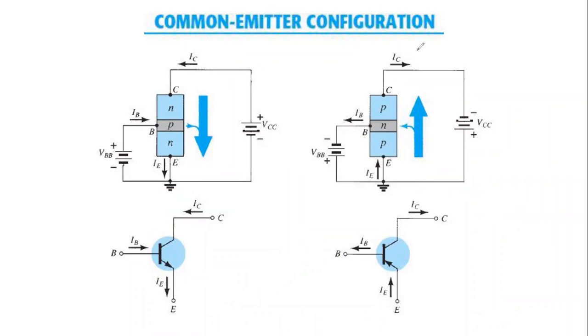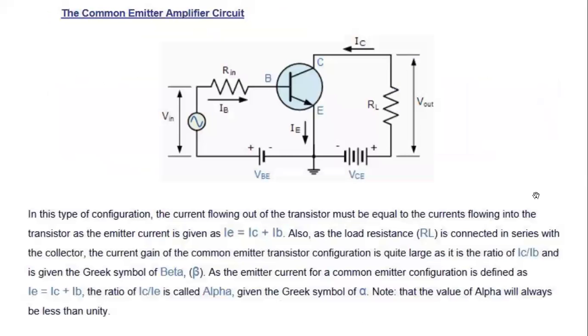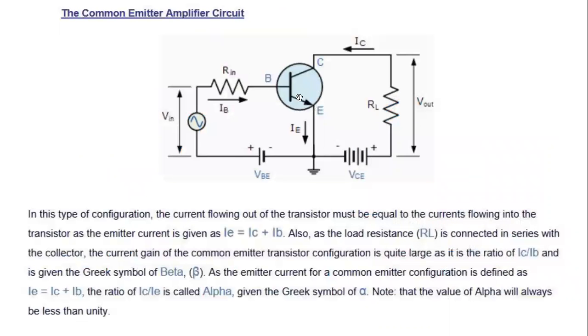It is the same also in the PNP transistor. There is no change, just the battery source connection will be different, because now it is PNP, not NPN. If we go to the next slide, you see that the text details are written here for your study purpose, so you study that. Whatever I said right now, everything is written here.